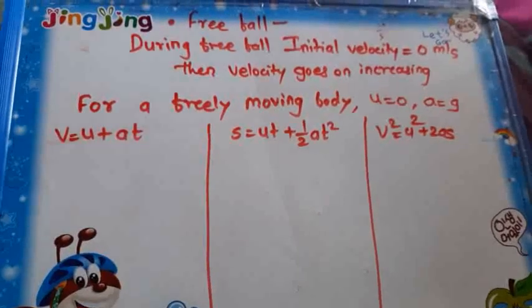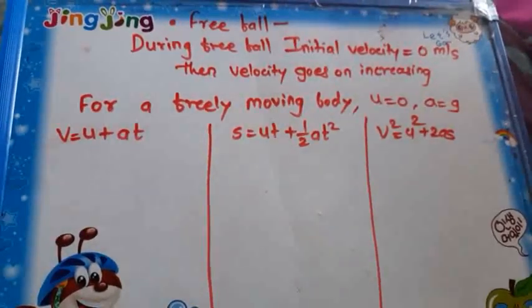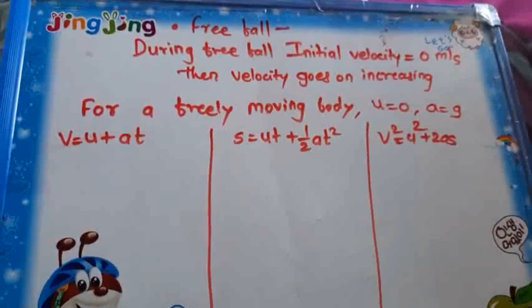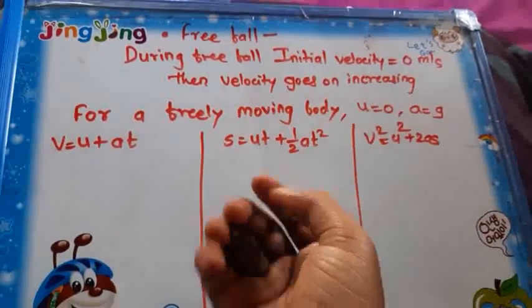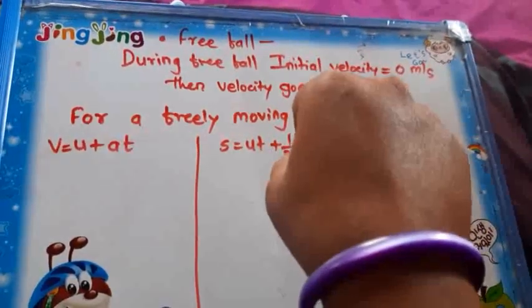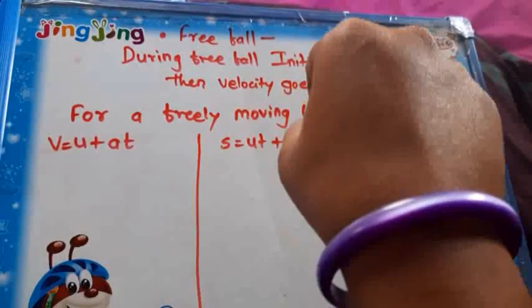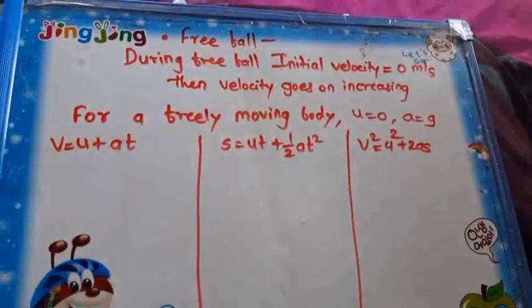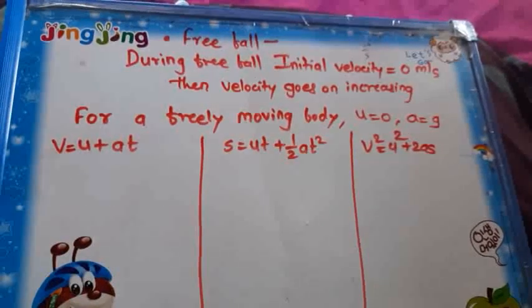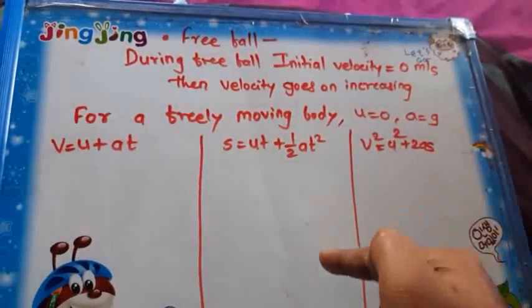Now, during free fall, the initial velocity of the object remains zero. For example, consider the stone. Here the initial velocity of the stone was zero. When I release that stone, the velocity goes on increasing as it goes towards the surface of the earth.